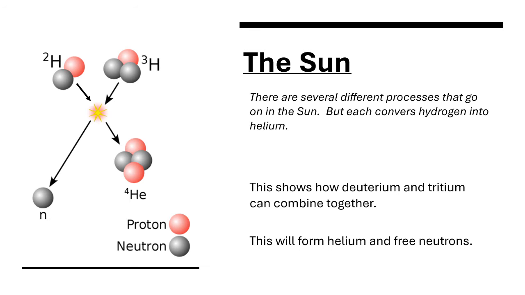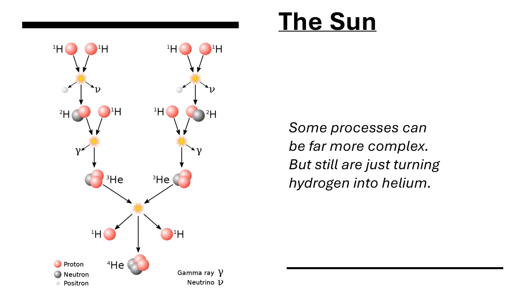Now there are several different processes that go on inside the sun, converting hydrogen into helium. In this particular process, we can see deuterium, one proton and one neutron, and tritium, one proton and two neutrons, combining together. This will create helium with two protons and two neutrons, and a free neutron. Some of the processes can be far more complex. This diagram shows one example. But in general, they are still just turning hydrogen into helium.